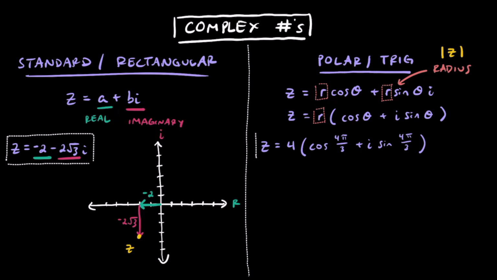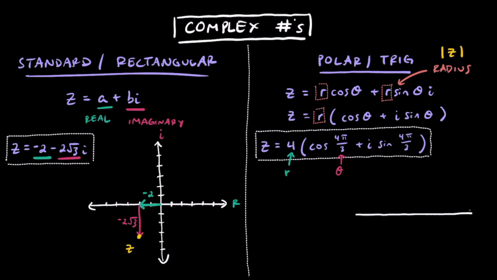So it turns out we can write our complex number that was in rectangular form into this new form, which we call polar or trigonometric form. The two key pieces of information that I want to point out right away is that this 4 represents our r, or our radius, and this 4 pi over 3 is telling us our angle measure in radians. Let's see how plotting this complex number would look like from this form.